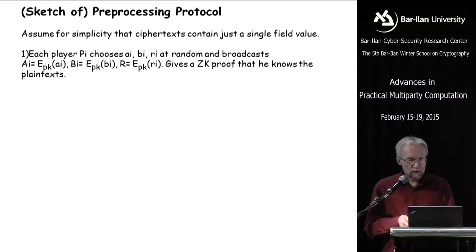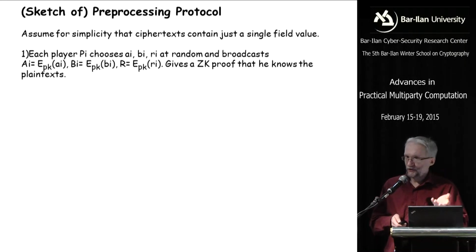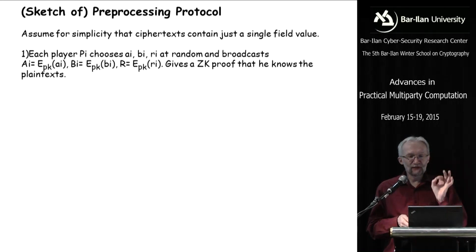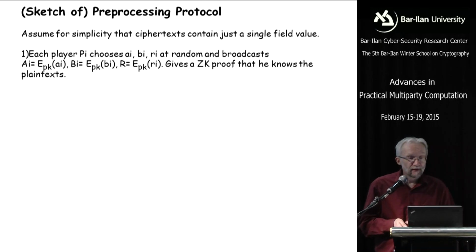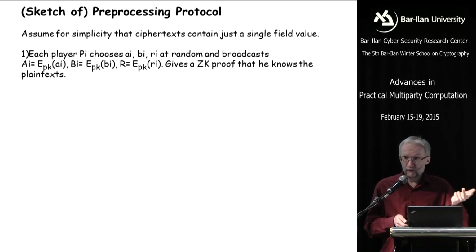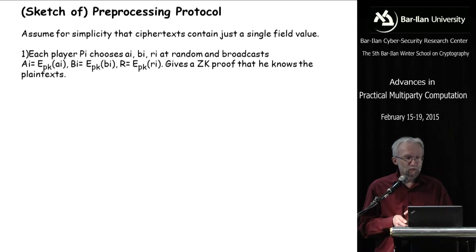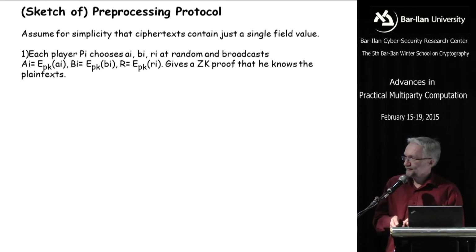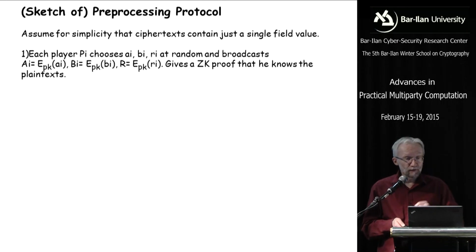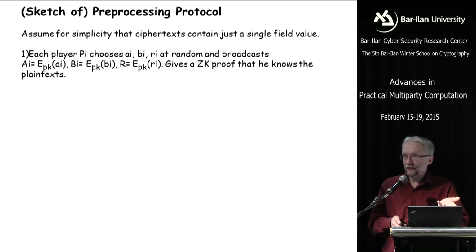Okay. Good. So here's a sketch of the preprocessing protocol. Here I'll be assuming, just for simplicity and to save on indices, that every ciphertext contains just a single field value. That's not really the case, right? The whole point is we have lots of field values, but just for notation, it's easier. So the first step is, if I'm going to play Pi, I'm going to choose ai, bi, ri in my field at random. So those are plaintext values. And I'm going to broadcast the encryption of these. Most of the time, the corresponding capital letter is the ciphertext for that value. So I have lots of ciphertexts, and there's a typo because this R there should be an Ri, and not just R. And he gives a zero-knowledge proof that he knows all these ciphertexts.